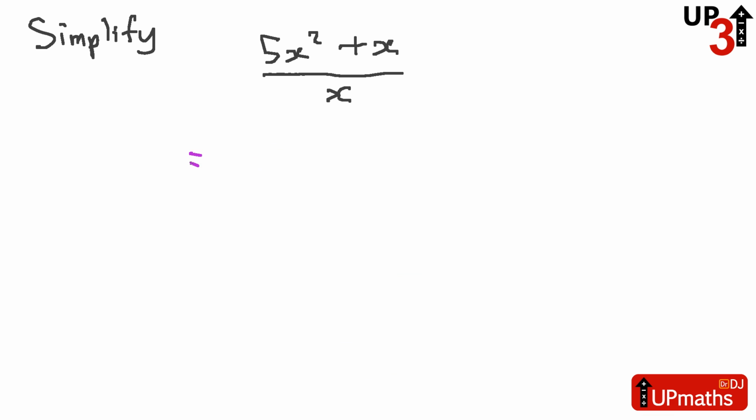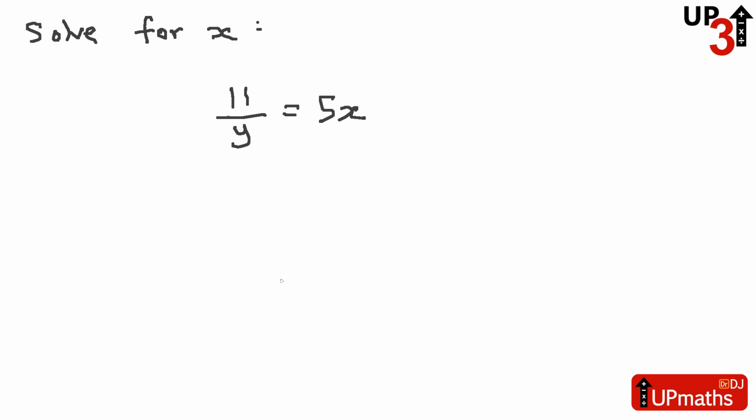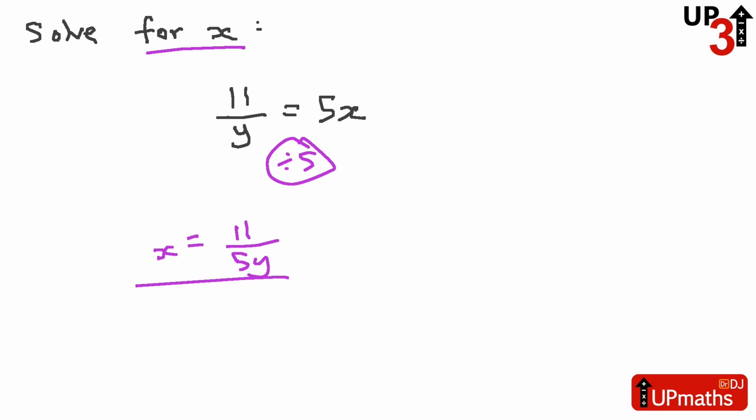Okay, I'm just going to separate this out into two fractions, which I can do because there's only one thing on the bottom. And then some cancelling happens, which means I end up with 5x plus 1. Solve for x. So I need x on its own, so I'm going to divide both sides by 5. So I end up with 11 over 5y. And I'm just going to put the x equals on the other side just so it looks more normal as an answer. Let's do the next one.